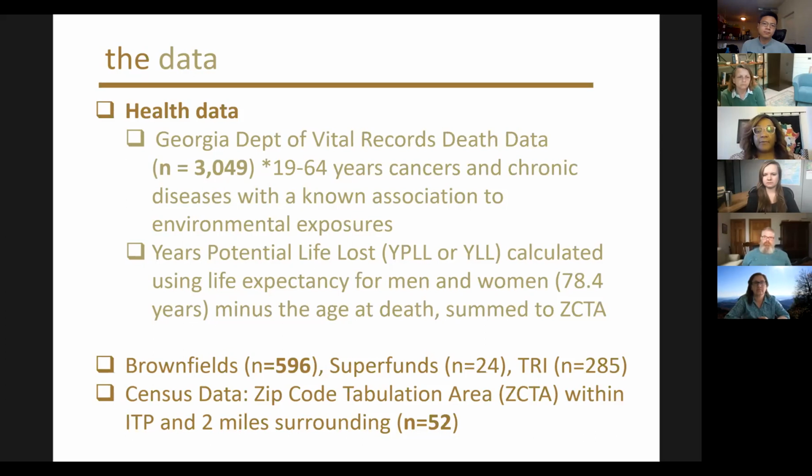The YPLL, or years of potential life loss, was calculated using the life expectancy for men and women minus the age at death, and we summed that to the zip code. Although we were focused on brownfields, we included Superfunds and toxic release inventory sites because of their potential environmental exposure. And we also created a buffer zone around the perimeter to account for edge effects to ensure that we were capturing the population entirely.